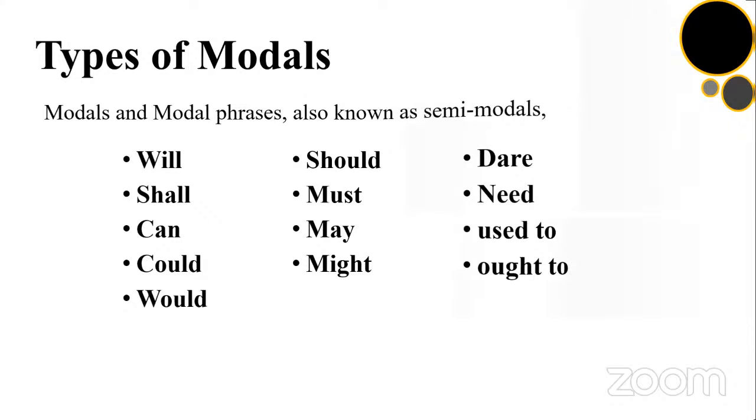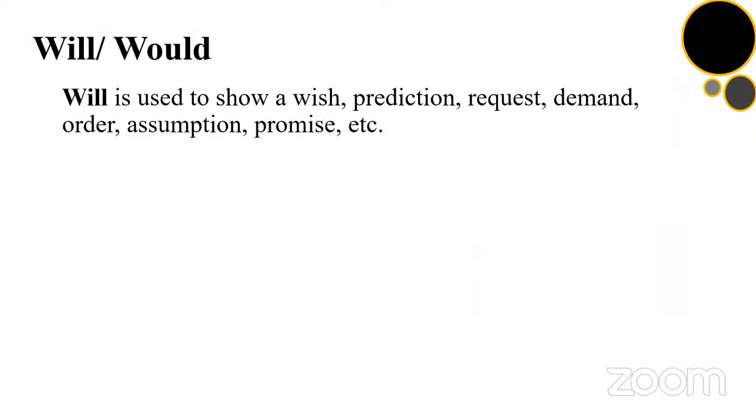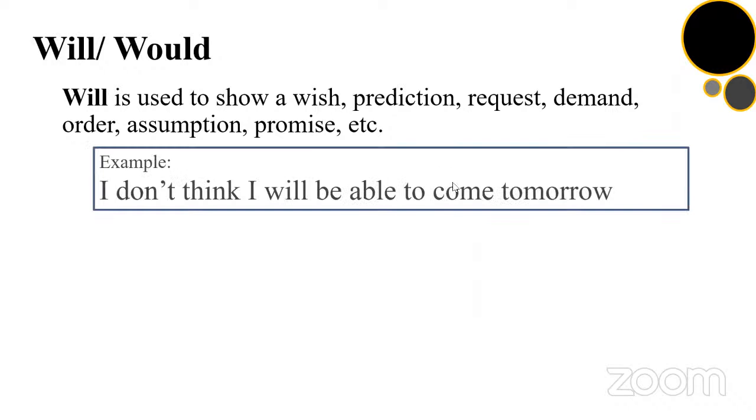So will says about prediction, request, demand, reception or promises. For example, I don't think I will be able to come tomorrow. This is a prediction, right? Whether you will come or not, this is just a prediction.